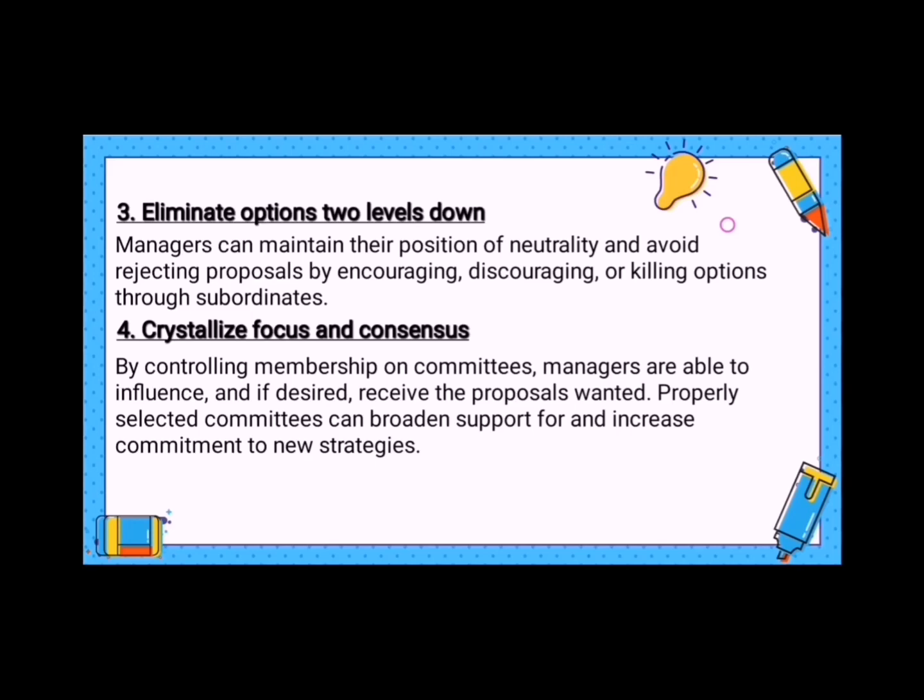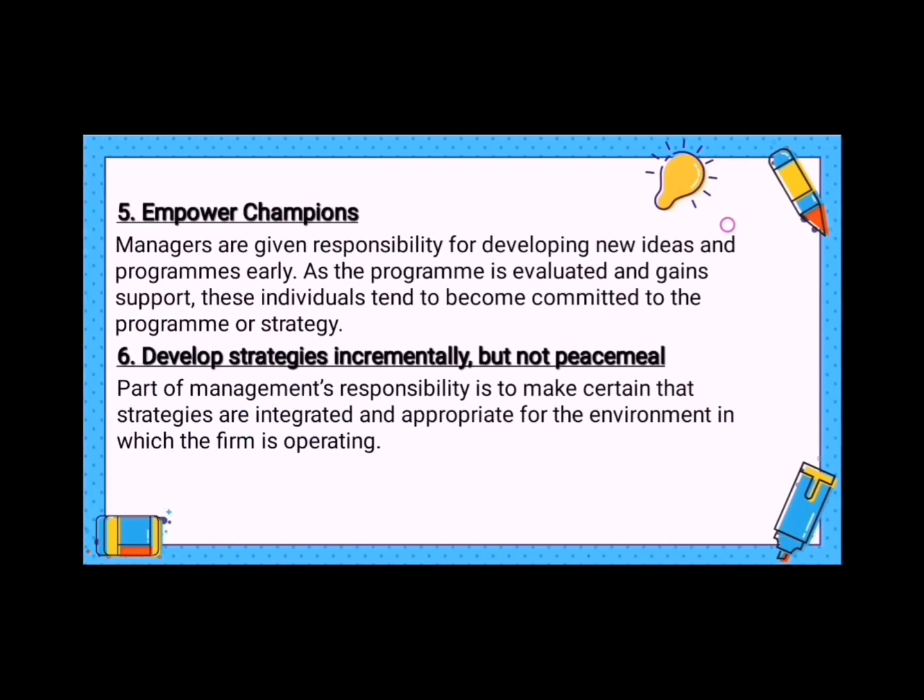Number 4, crystallize focus and consensus. By controlling membership on committees, managers are able to influence and, if desired, receive the proposals wanted. Properly selected committees can broaden support for an increased commitment to new strategies. Number 5, empower champions. Managers are given responsibility for developing new ideas and programs early. As the program is evaluated and gains support, these individuals tend to become committed to the program or strategy. This means that once it is given final approval, the managers are willing to champion the strategy and to guide it through whatever hurdles are necessary to get it operating effectively.